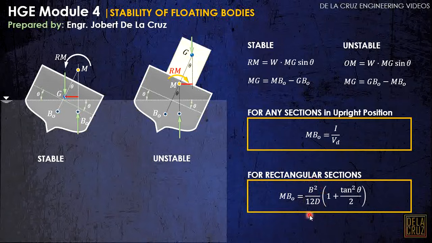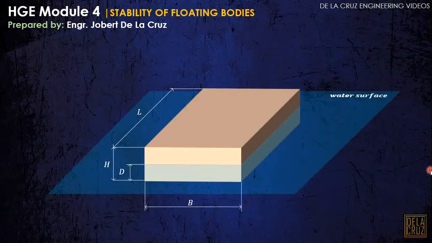Now, we can also use this for non-rectangular sections. This term, b squared over 12d, that is I over bd. That's all it is. Then we just have an additional factor here. So we can use this for non-rectangular sections, and we will just add or multiply this factor.